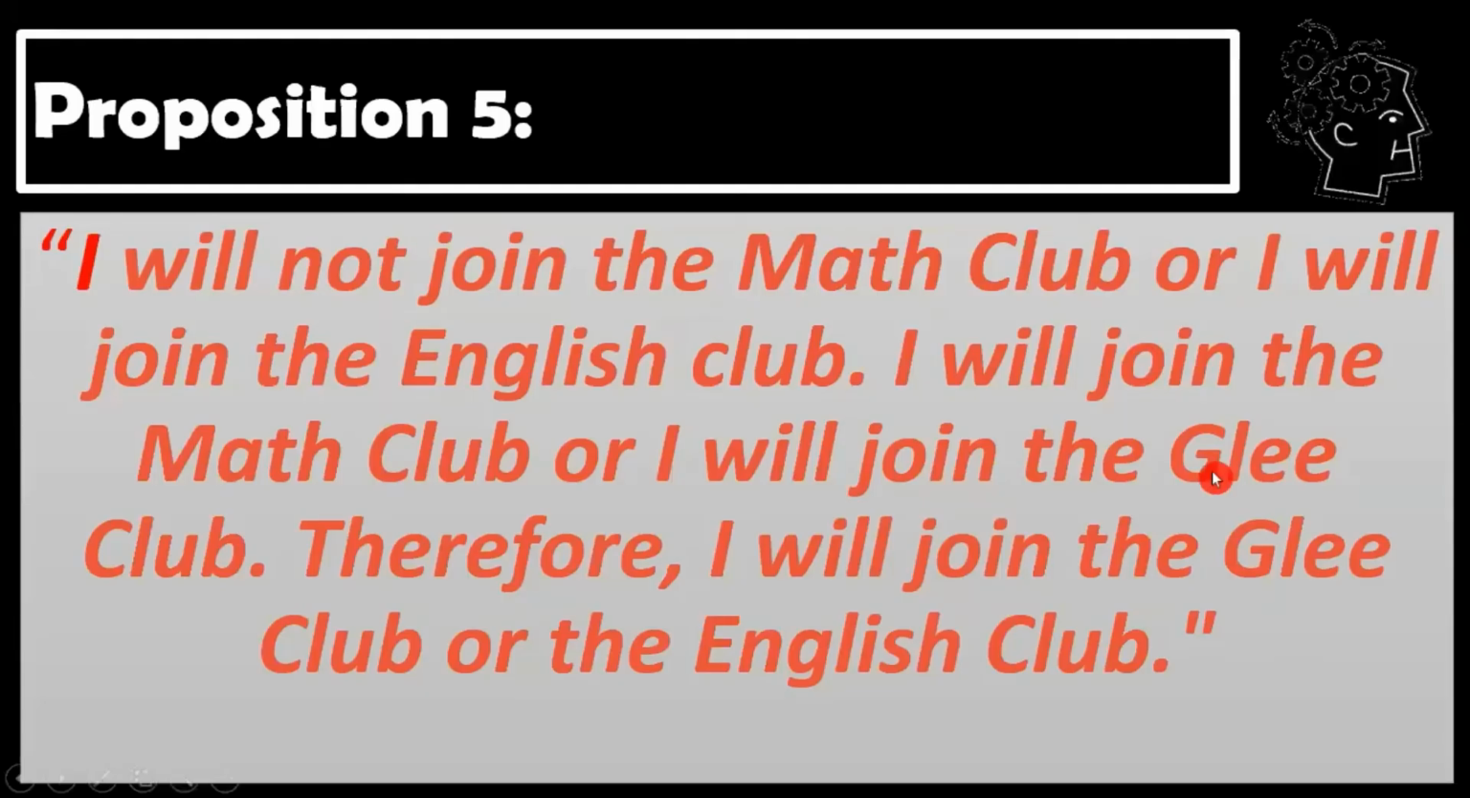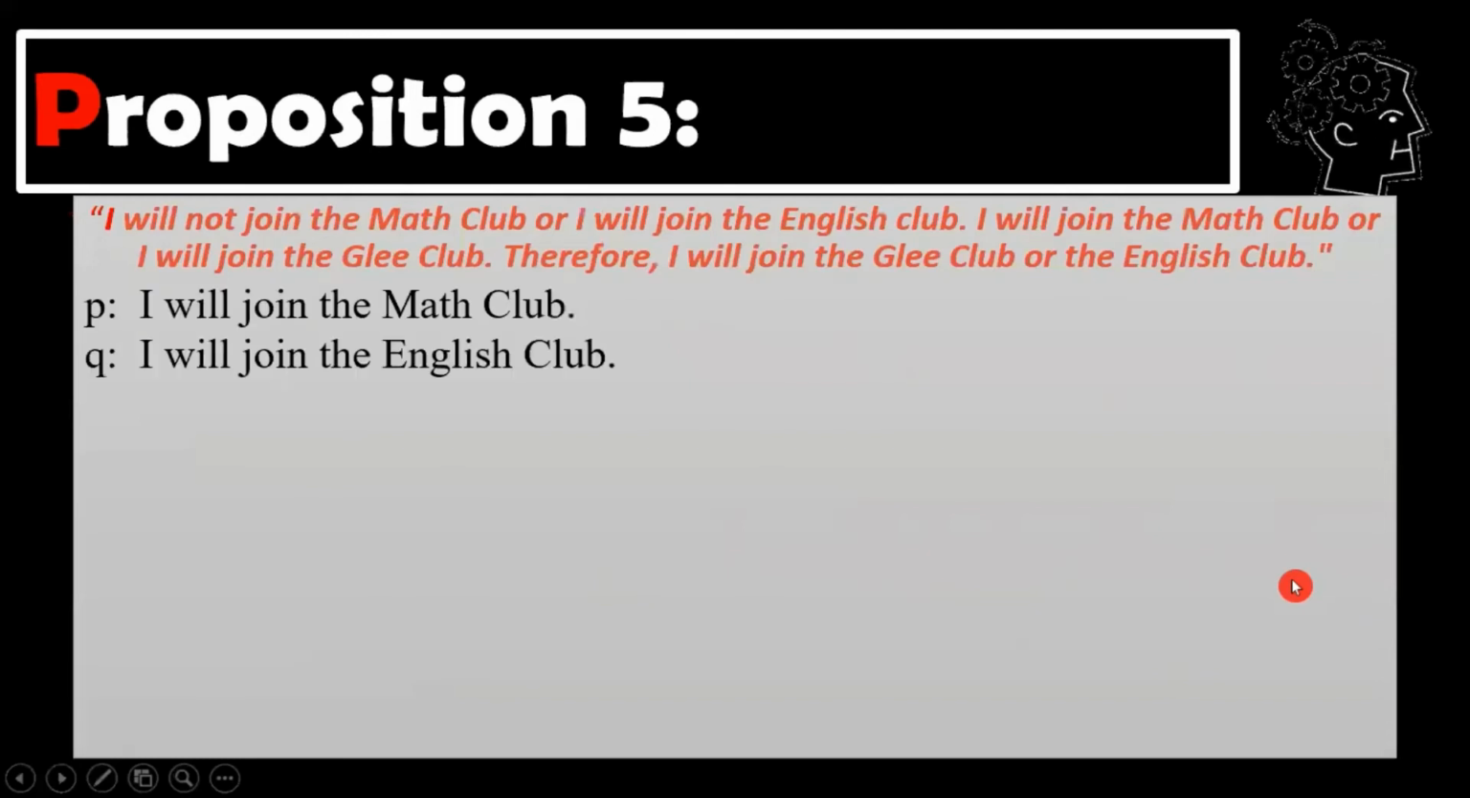Okay, last, I will not join the math club or I will join the English club. I will join the math club or I will join the glee club. Therefore, I will join the glee club or the English club. So I think this person is confused which club to join. Okay, anyway, so let P, Q, R be the propositions.